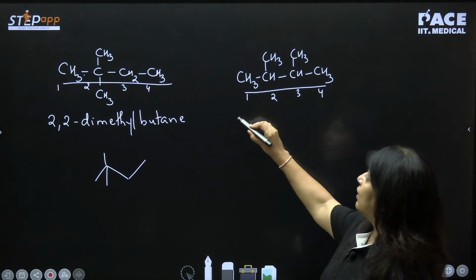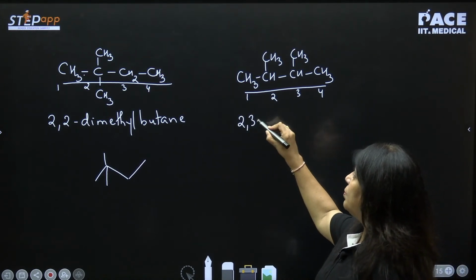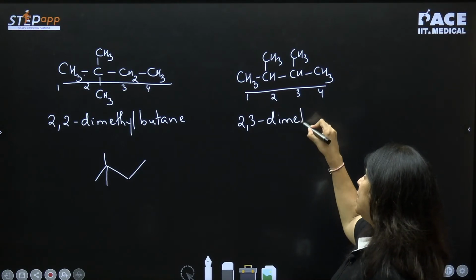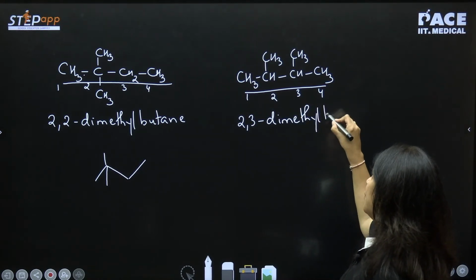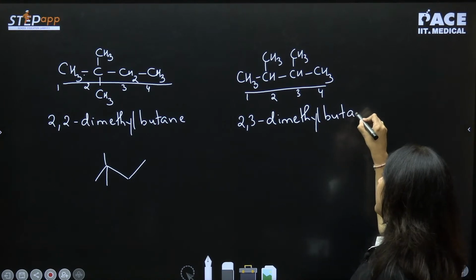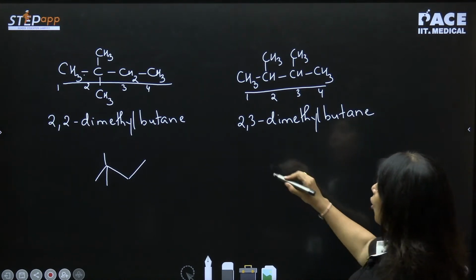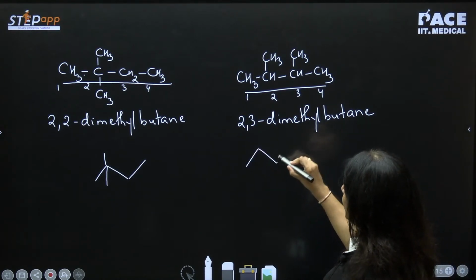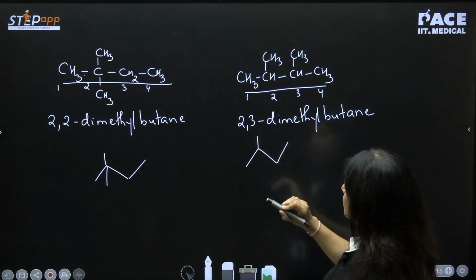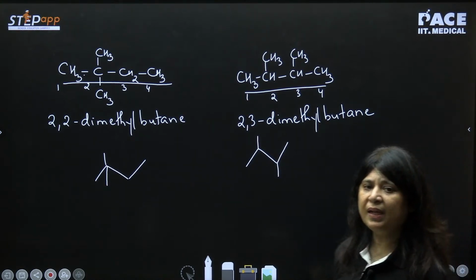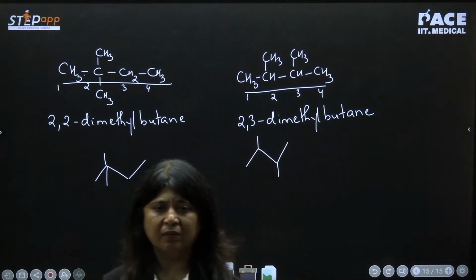On the second and third carbon, I have 2 methyl groups. So it is 2,3-dimethyl butane. 2,3-dimethyl butane. Bond line: 4 carbon. The second carbon has methyl, the third carbon also has methyl. So 2,3-dimethyl butane.